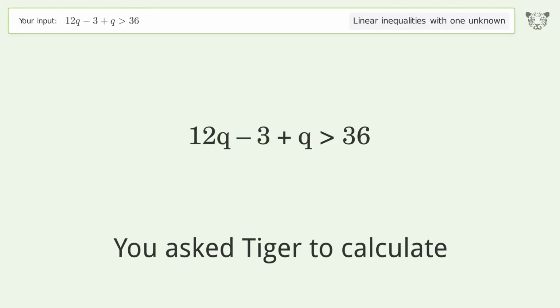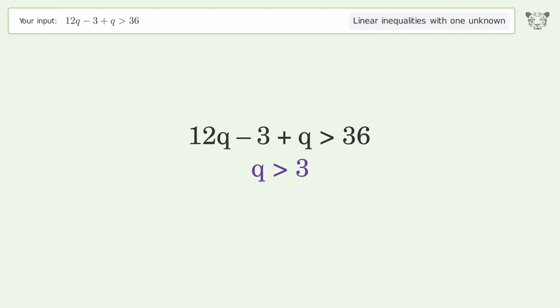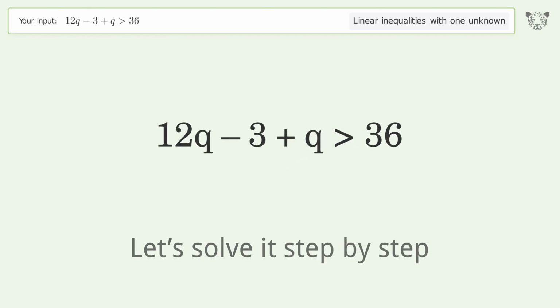You ask Tiger to calculate. This deals with linear inequalities with one unknown. The final result is q greater than 3. Let's solve it step by step.